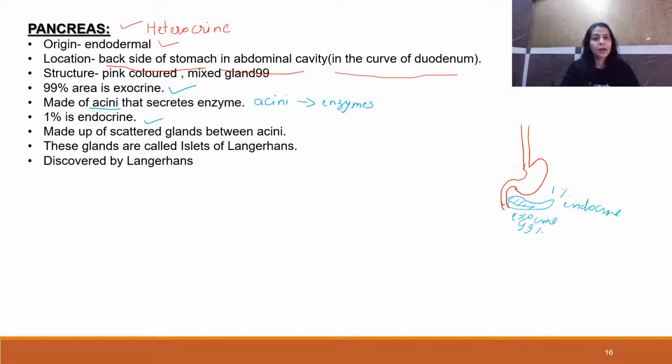Now, the endocrine part is made up of scattered glands, right? Endocrine is just 1%. So with so much crowd of exocrine, the 1% will be scattered somewhere, right? So 99% exocrine, made up of acini. 1% endocrine, made up of scattered glands between the acini, and these glands are known as islets of Langerhans. Islets meaning islands, they are scattered like islands, that is why islets of Langerhans, discovered by Mr. Langerhans. So in honor of him, we have named it islets of Langerhans.